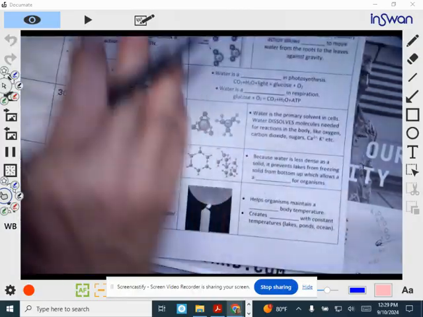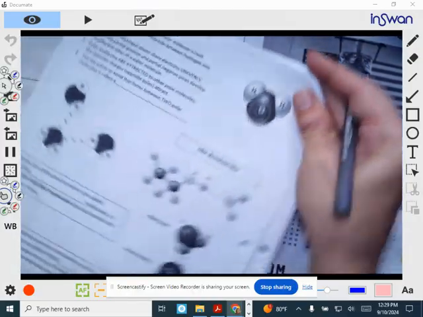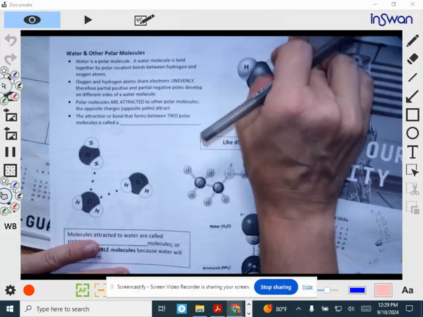Now we're going to go to our second page, and then we'll come back to page 1 in just a second. So let's review a little bit about what we learned about water molecules.